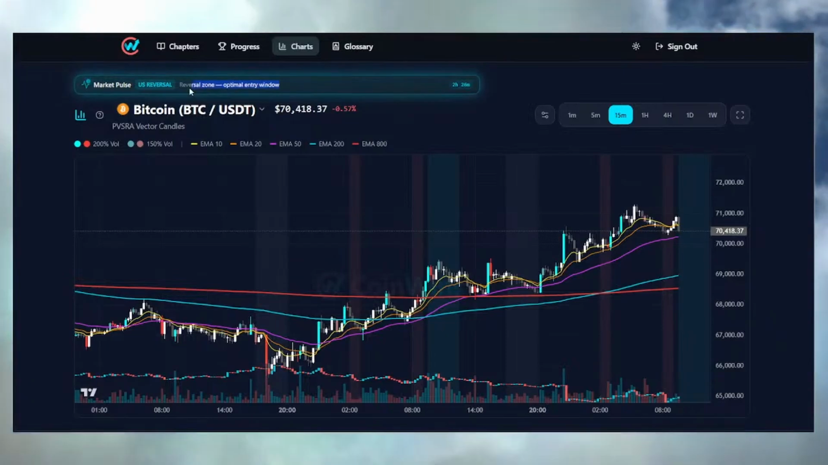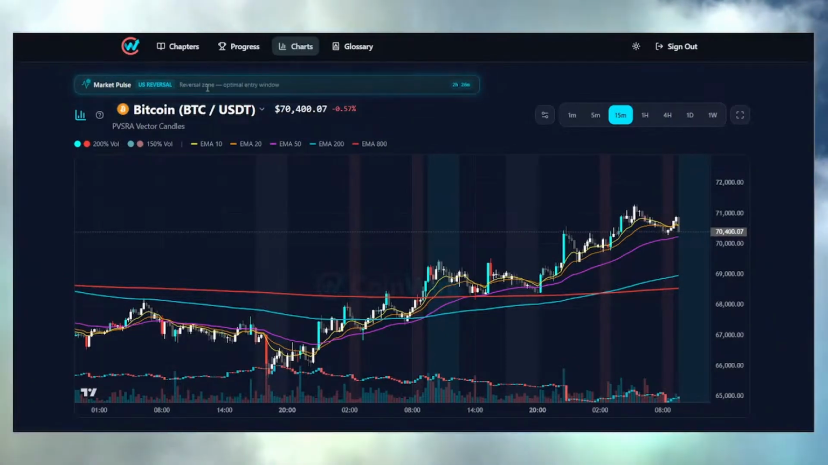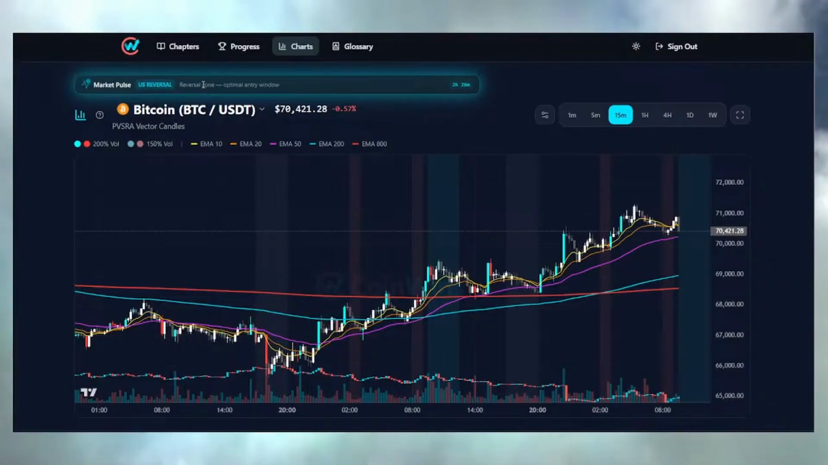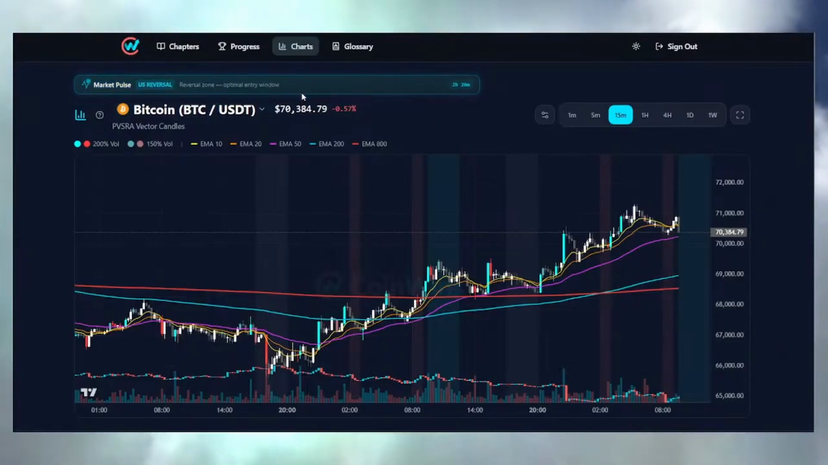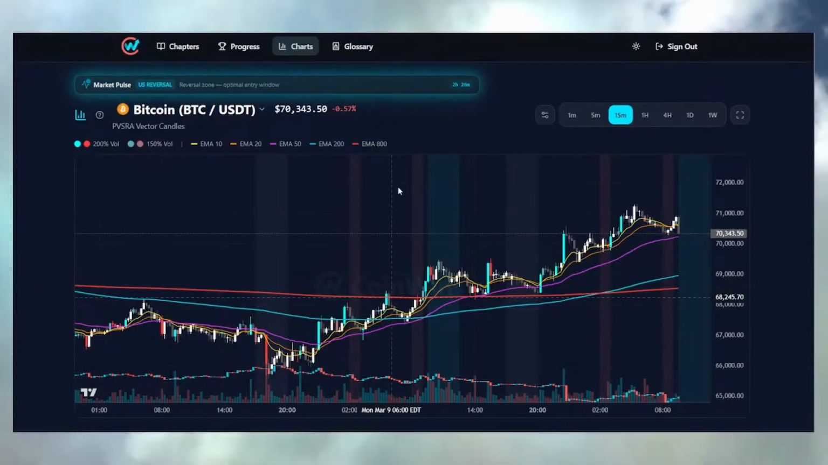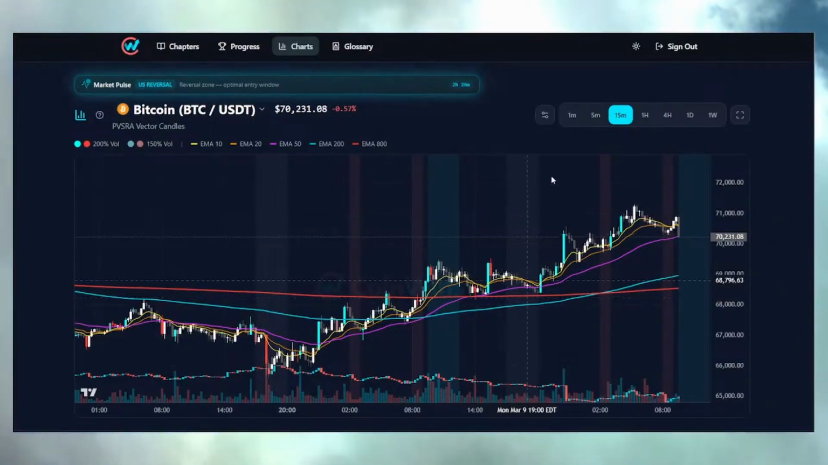The market pulse, you see this is a reversal zone. This is a critical part of the CoinWins app. So I definitely recommend guys check it out, use it to your benefit and watch the market pulse. This is critical because it gives you an idea of what the typical behavior is for each session. And as you see, the backgrounds are colored accordingly.